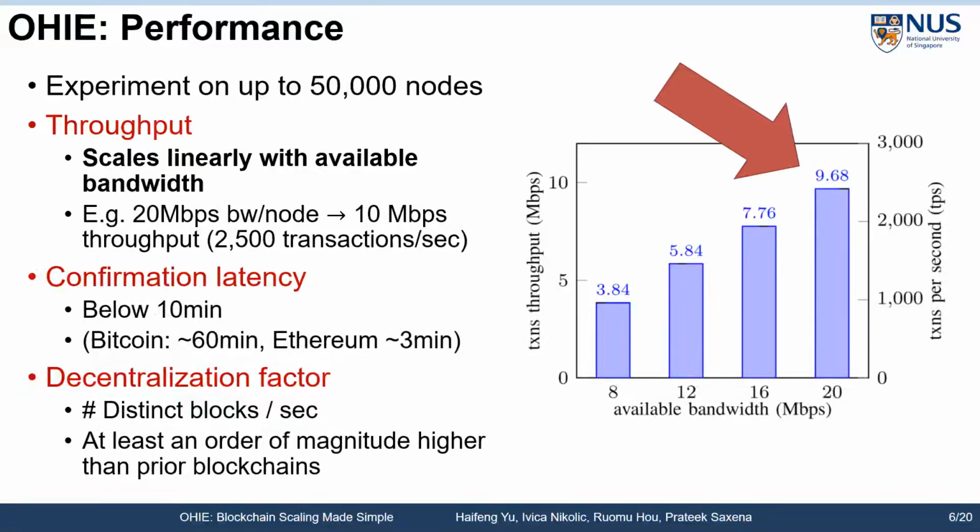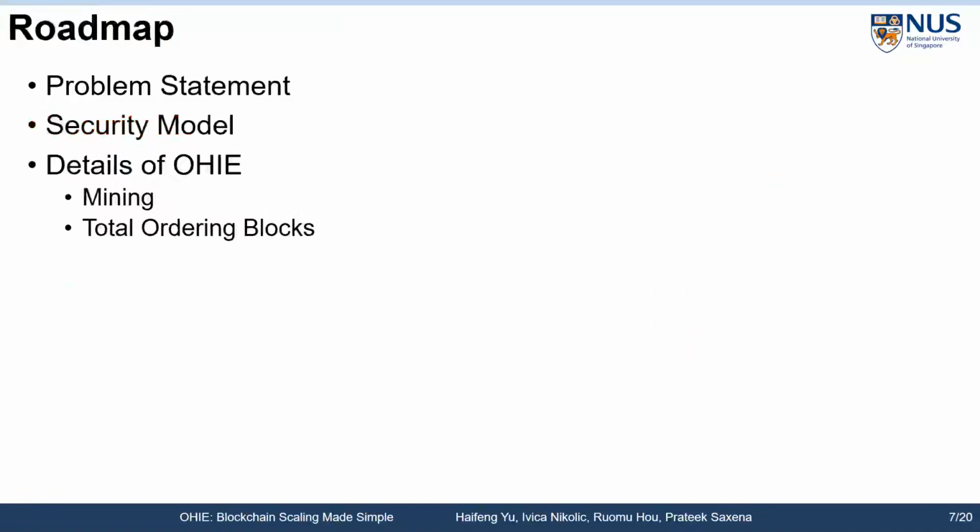Second, regardless of the throughput, the confirmation latency for blocks in OHIE is always below 10 minutes in our experiments, with security parameters comparable to Bitcoin and Ethereum deployments. Finally, our experiments show that the decentralization factor of OHIE is at least an order of magnitude better than previous blockchains. In the remainder of this talk, I will first describe the problem statement and the security model, and then present more details on OHIE's design.